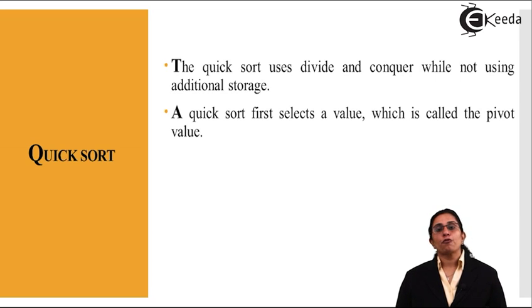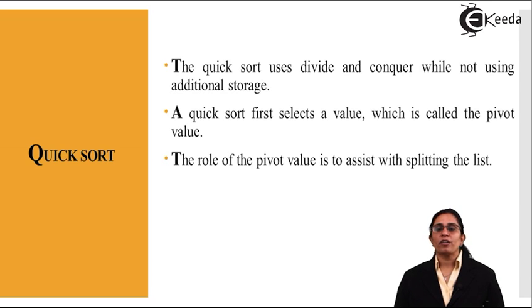A quick sort first selects a value which is called the pivot value. The role of the pivot value is to assist in splitting the list. Now why is it needed to have a pivot value to sort a particular list? We will see that as we go further and study the quick sort algorithm.